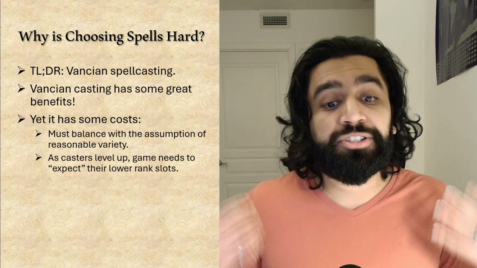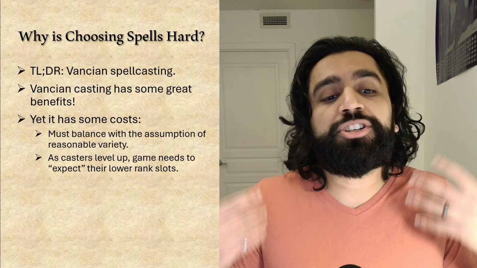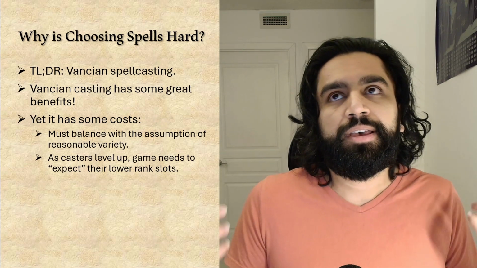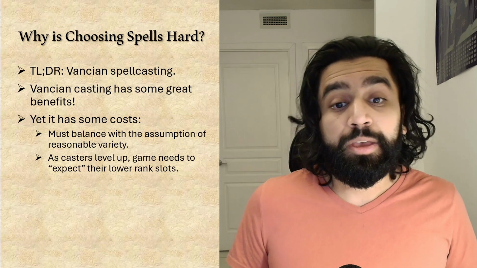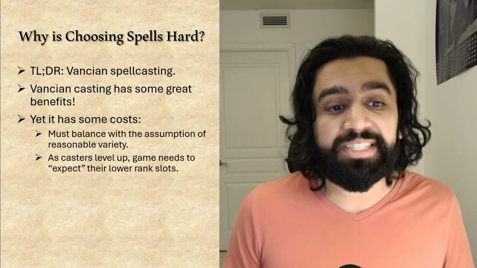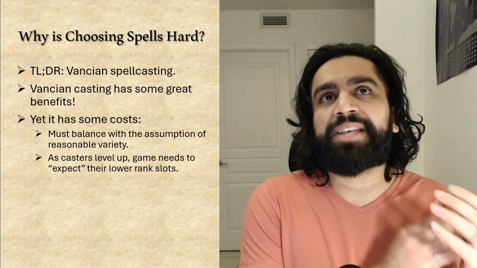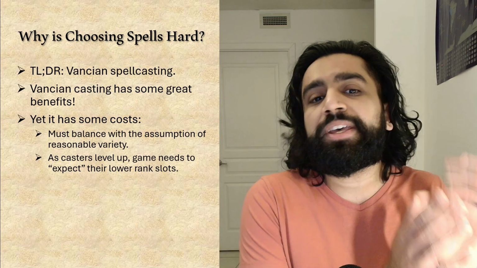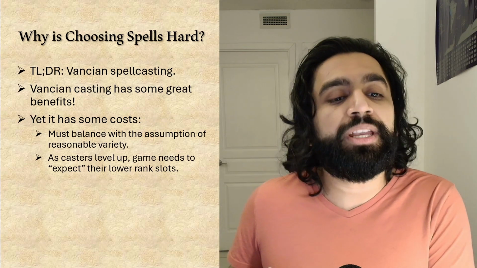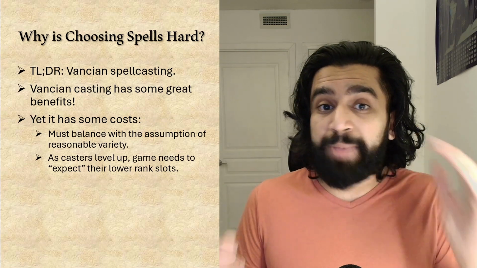Similarly, as casters level up, games need to expect those casters to use their lower rank slots. They need to be able to account for that. When you don't account for that, again, in D&D, there's the prime example of the shield spell. When casters get past around levels 6, 7-ish, at that point, first level spells become so cheap in D&D 5th edition that you can practically spam them.